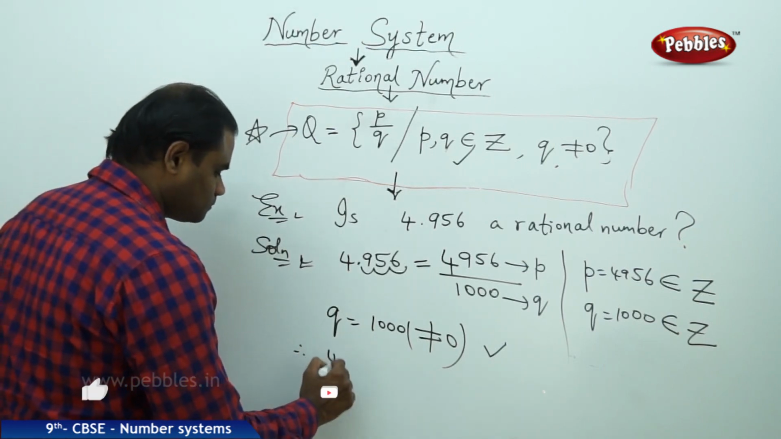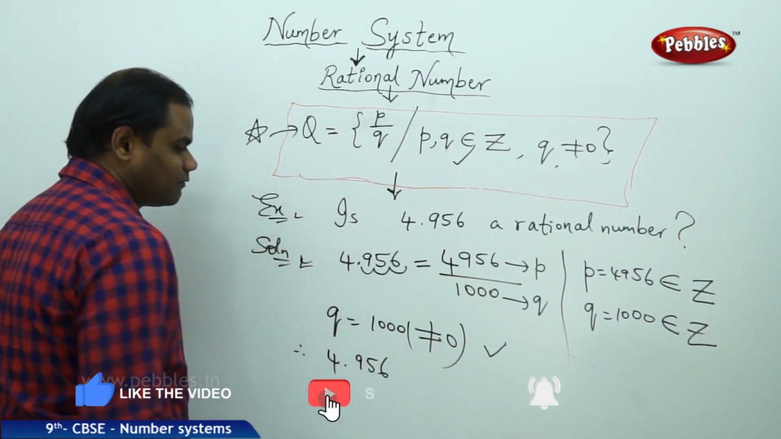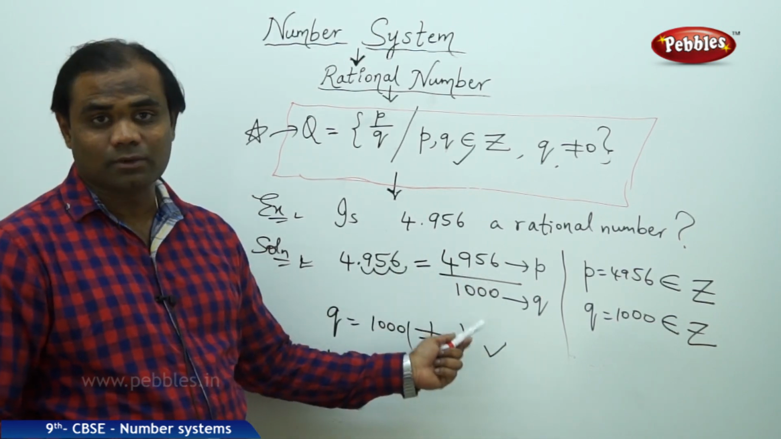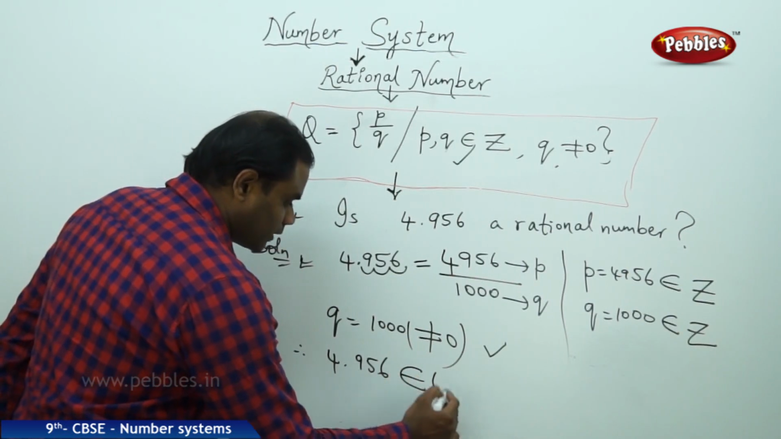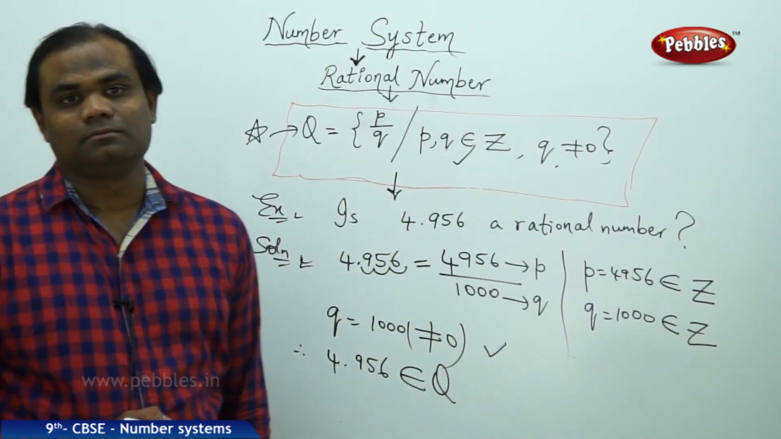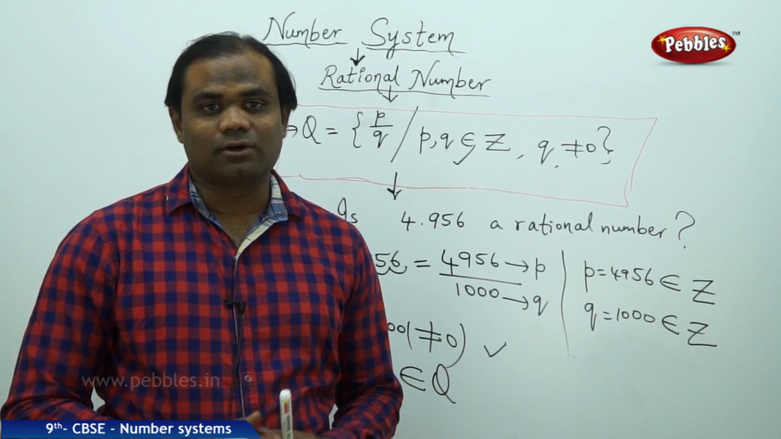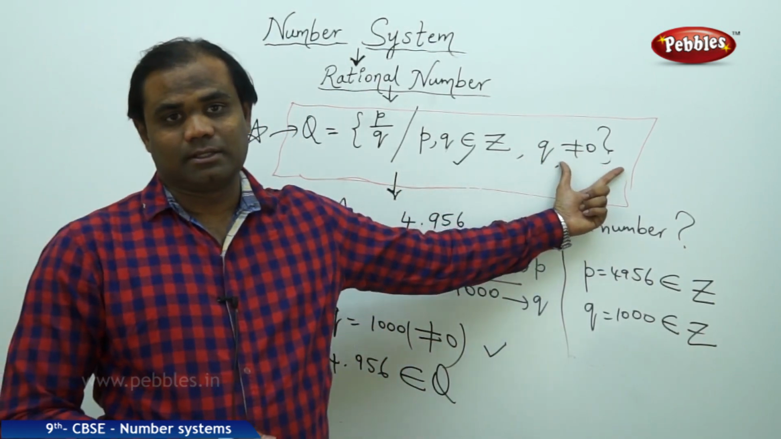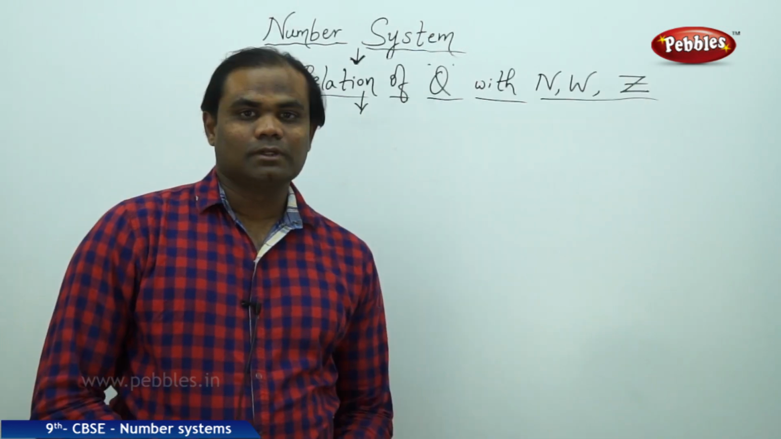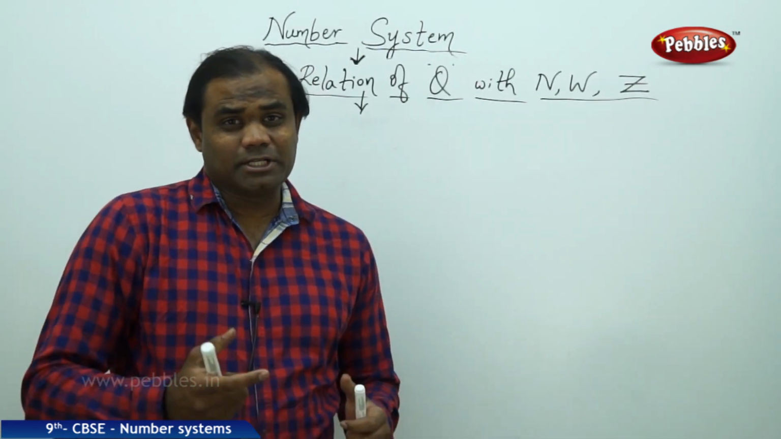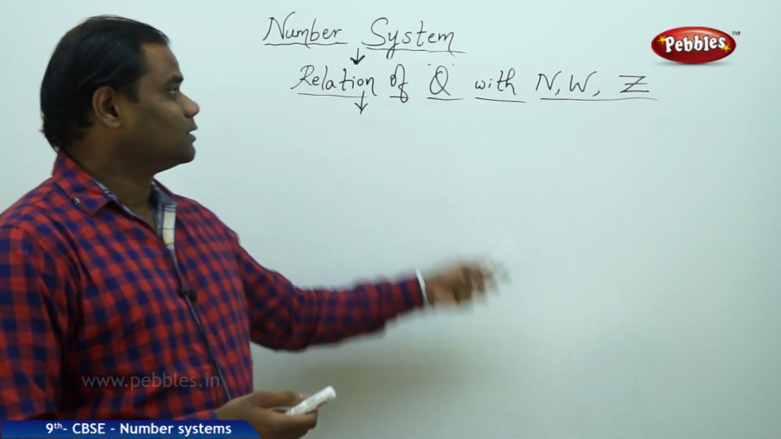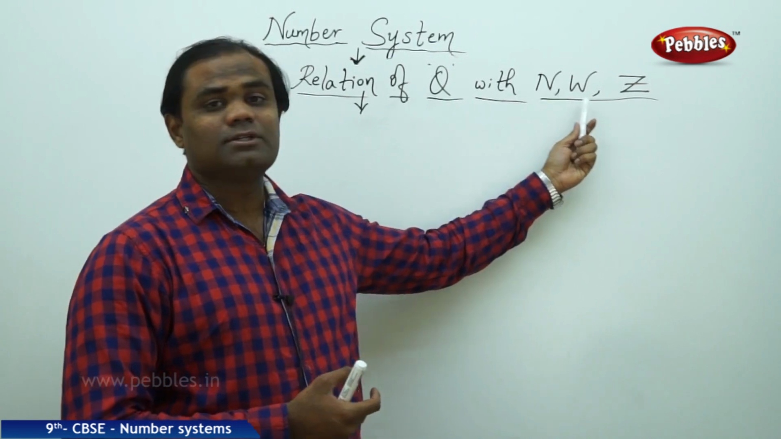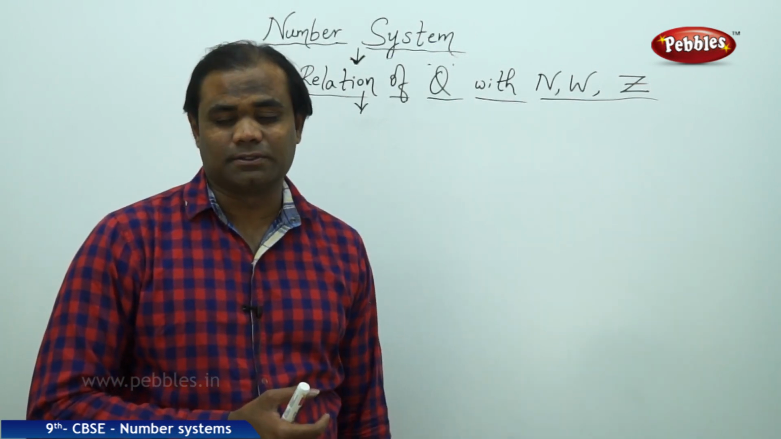Therefore, 4.956, which is the indirect representation of 4956 by 1000, must be a rational number. This is how we understand the concept of rational numbers, through the two tests applied for the given problem. Now that we have understood rational numbers, let's see the relation of the set of rational numbers Q with natural numbers, whole numbers and integers.